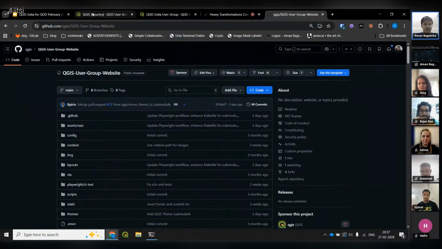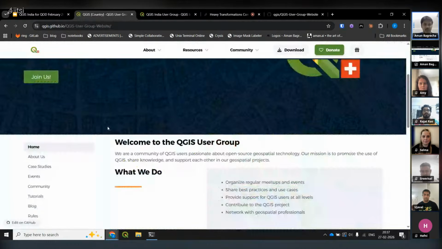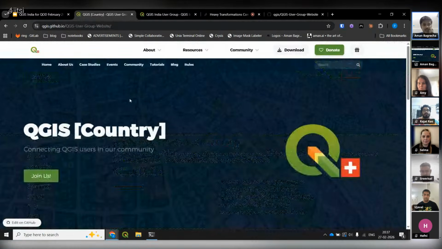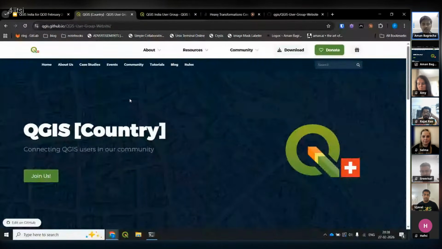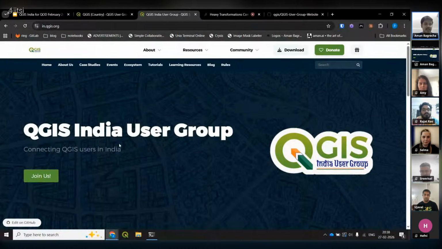If you look at the template initially, it looked something like this, even more bare bones than this. So this is the template that QGIS offers for the user groups, and we converted it into our own website. We modified the content and then added all the relevant content that the India community brings to the website. The interesting thing is, now we are the first user group to be using a subdomain of QGIS.